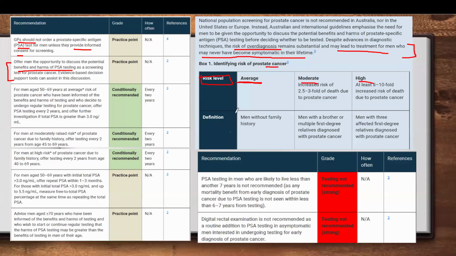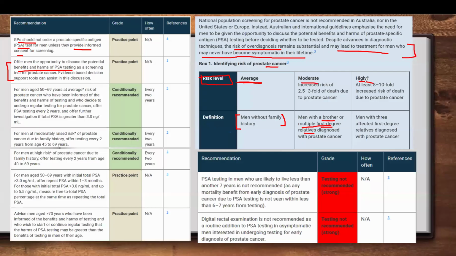That is for a patient who does not have any family history of prostate cancer. Moderate risk is for someone who has a brother or multiple first degree relatives. First degree relatives include father, brother, or son. If he's an uncle or a very far relative, that would be a second degree relative. So multiple first degree relatives, or a brother, would be a moderate increase.